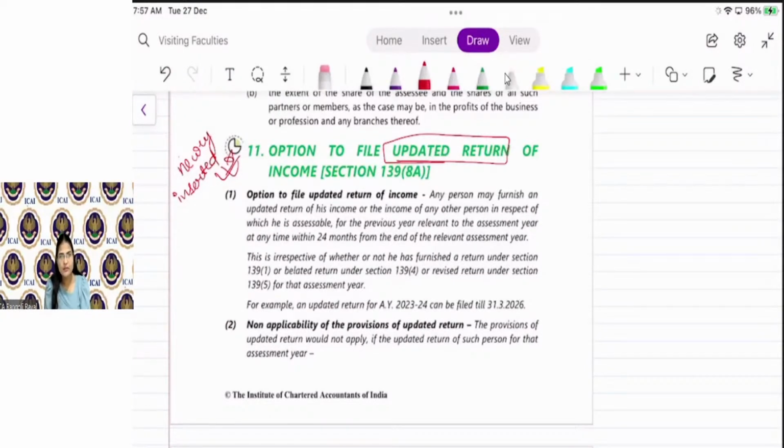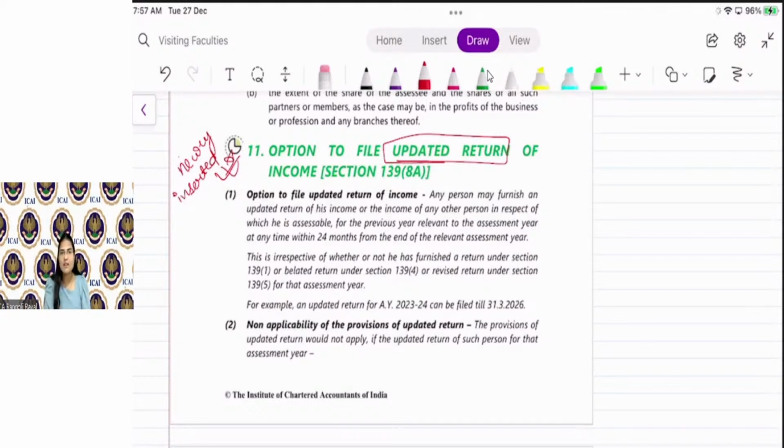But in an updated return, we will discuss section 140B later, you have to pay additional tax. Whatever tax is coming, you have to pay, and over and above that. Say, for example, my original tax liability is 1 lakh. I have to pay 1 lakh, and over and above 1 lakh, I have to pay 25% of 1 lakh because I am filing an updated return. So if they have provided the option to file an updated return, they have also provided an additional tax burden so that subsequently you file the return within the due date.